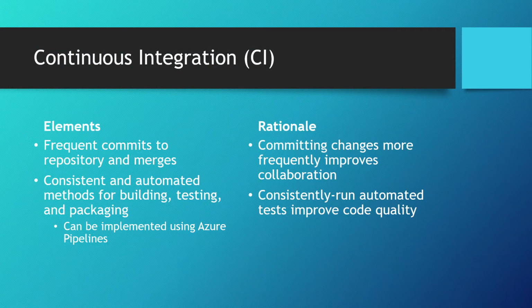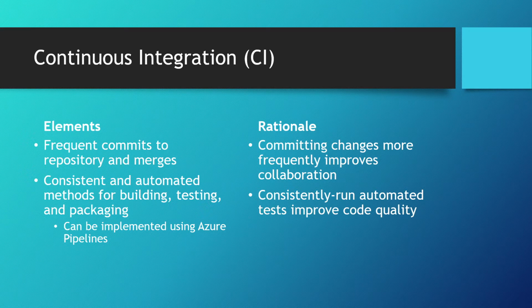The CI part of CI/CD is continuous integration. This includes frequently committing to the source code repository and merging branches within the repository. It also includes consistent and automated methods for building, testing, and packaging software. This is the part that can be implemented using Azure DevOps pipeline feature.